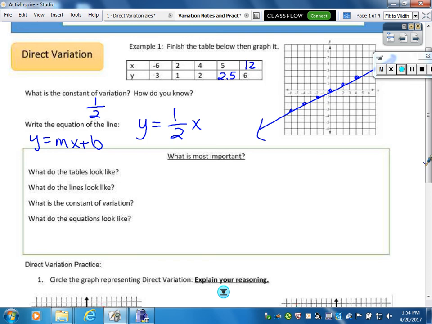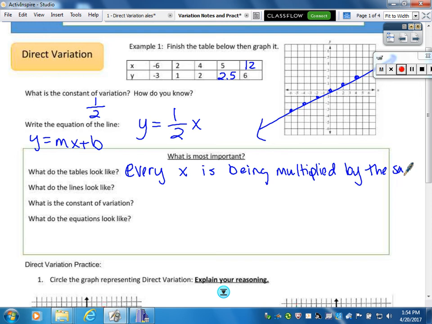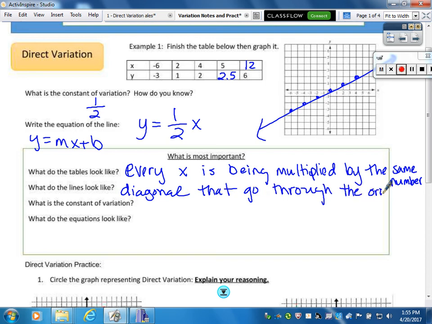So here's what's most important for you about direct variation. The tables, the same thing. Every x is being multiplied by the same number. What do the lines look like? They're diagonal lines that go straight through the origin. So the origin is 0, 0. That's a very important part there.